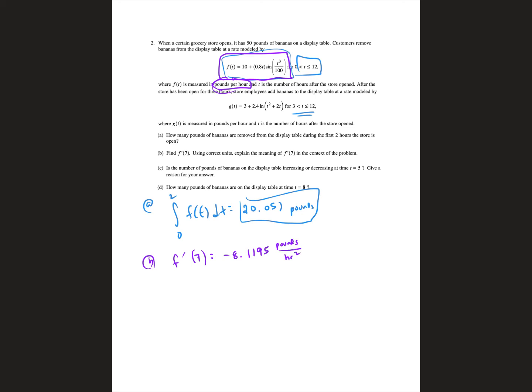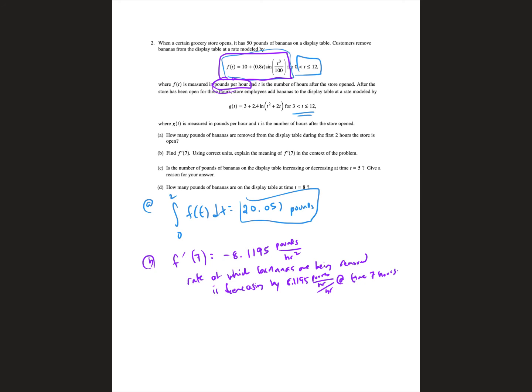Now what that means then is that the rate at which bananas are being removed is decreasing by 8.1195 pounds per hour, and you could write it as pounds per hour squared, at time 7 hours. You want to include both the meaning of the rate of change itself and the meaning of the independent variable we plugged in, the 7.